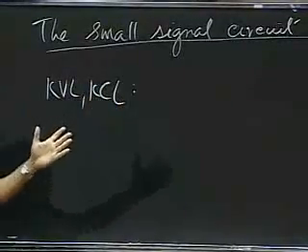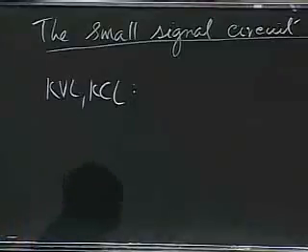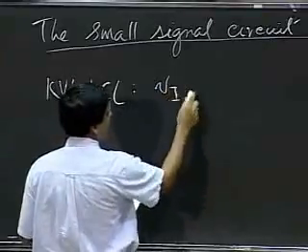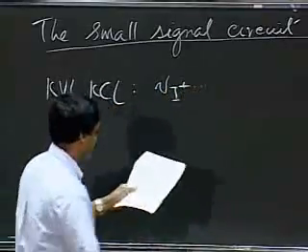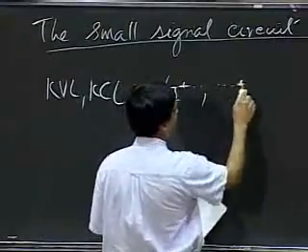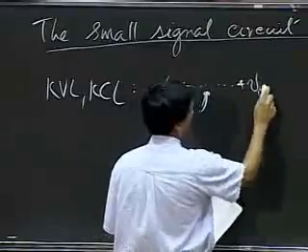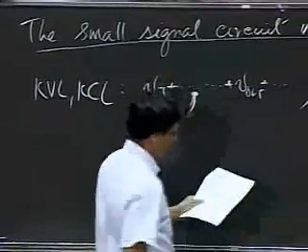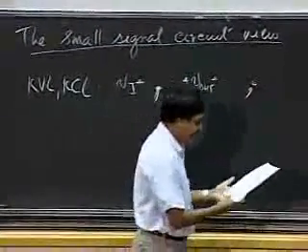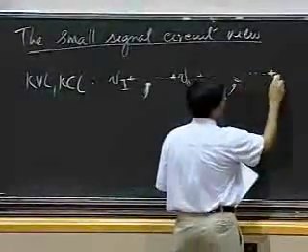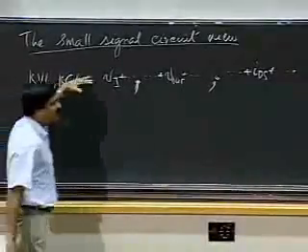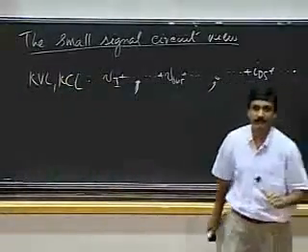I can write down KVL and KCL for every loop and every node in that circuit. So if I do KVL and KCL, I will end up with something like this. For the input loop, I get V_I something or the other, applying KVL. For the output loop, I get V_out something or the other. And then applying KCL, I get some other equation in I_DS. Okay, so here are my KVL and KCL equations for that circuit.